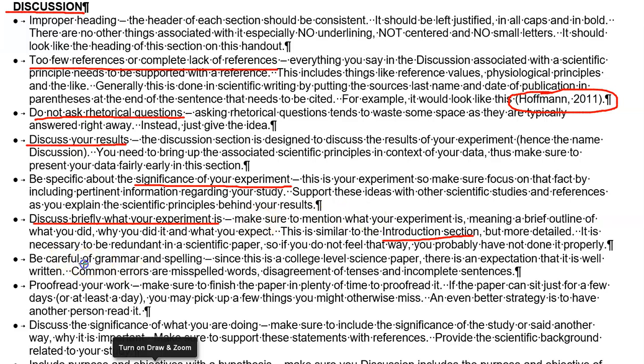Like always, be careful of grammar and spelling. We've mentioned that, so I'm not going to harp on that. Proofread your work, right? So proofread your work as well.